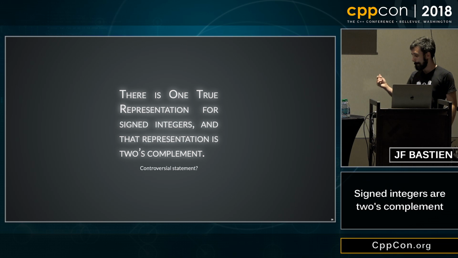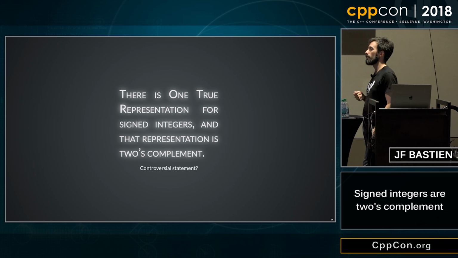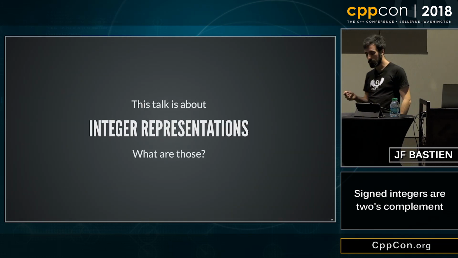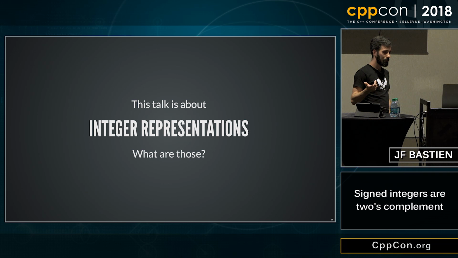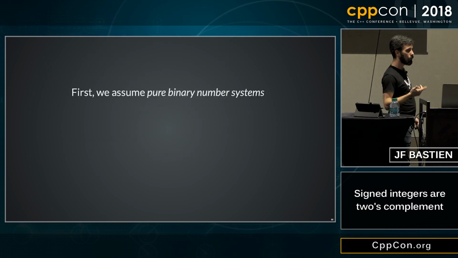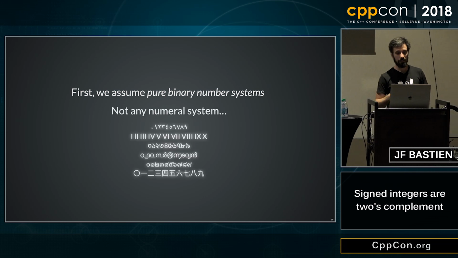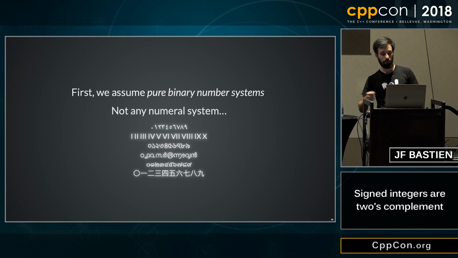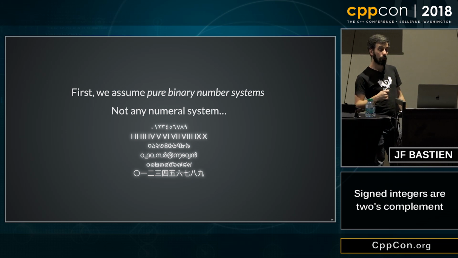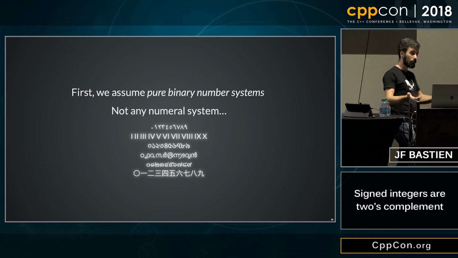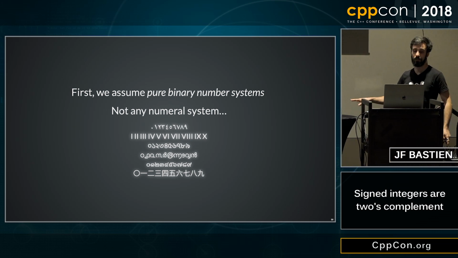All right, so I've been talking about integer representations for 30 minutes now. What does that even mean? Let's step back a bit and look at what that means. So first, in C++, I'm going to think about assuming a pure binary number system. What does that mean? Well, it means not any numeral system, right? We're not doing Roman numbers or whatever else. We're not doing acoustic delay lines. We're not doing Mercury delay lines. If you open the history books, it's useless, just close them back. It's interesting, but it's not something we're doing right now in C++.